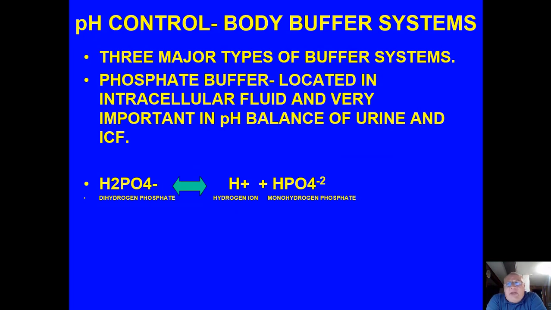The second type of major buffer system is the phosphate buffer. It's located in intracellular fluid. It's very important in the pH balance of both urine and in the intracellular fluid. Basically, you can see here we have dihydrogen phosphate. And in this reversible reaction, you have the release of a hydrogen ion, and then you form, as a result of the loss of the hydrogen ion, monohydrogen phosphate. It's a very simple ion.